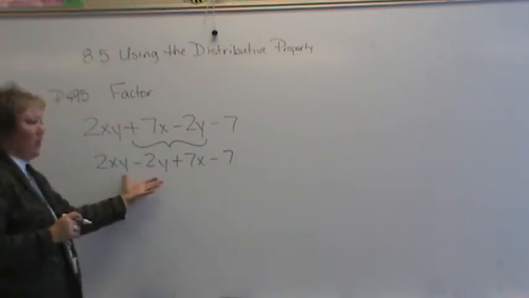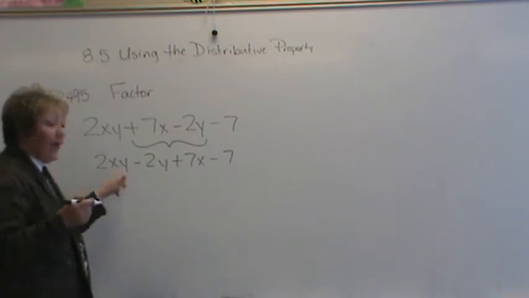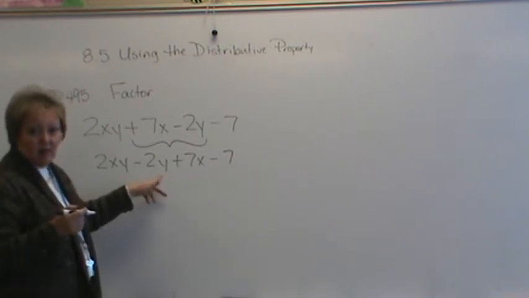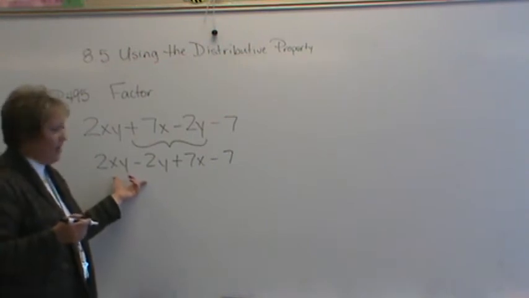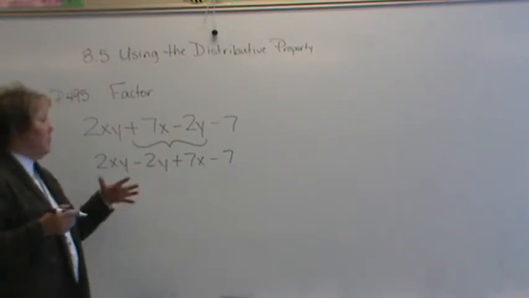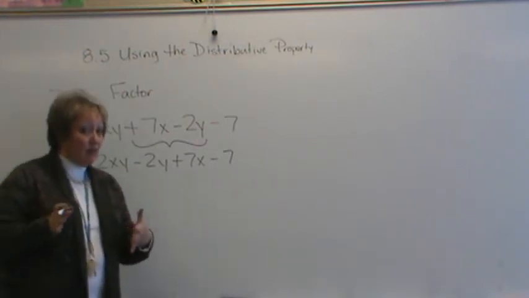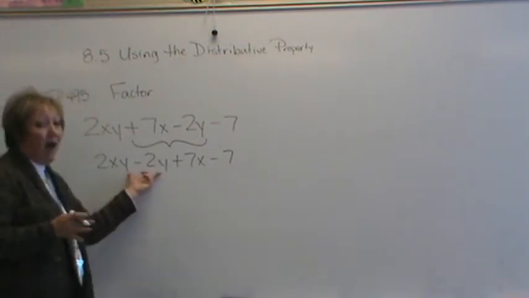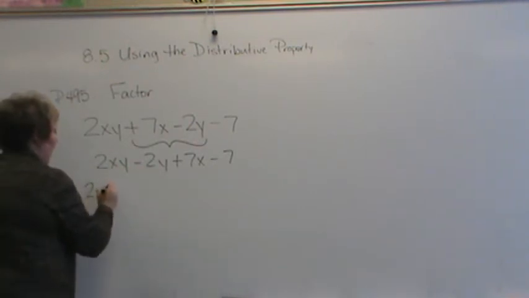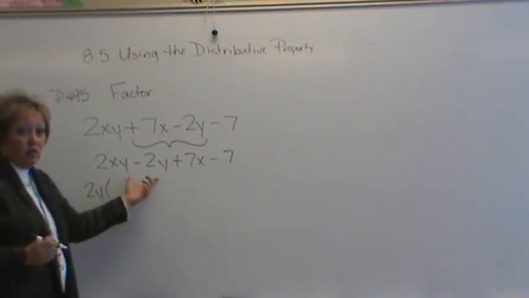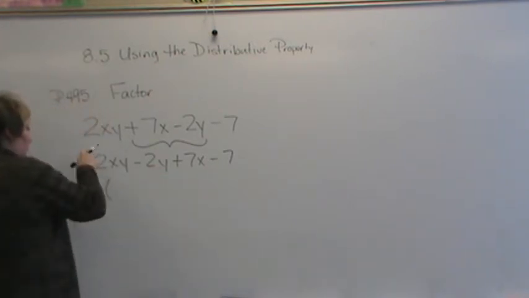Okay, take a look here. Now, this is looking a little better because now I've got my coefficients right next to each other, like coefficients. That one's negative, but I can factor that 2 out. In addition to factoring a 2 out, I have a y in common. So I can factor out a 2y from the first two terms and group these two terms together.